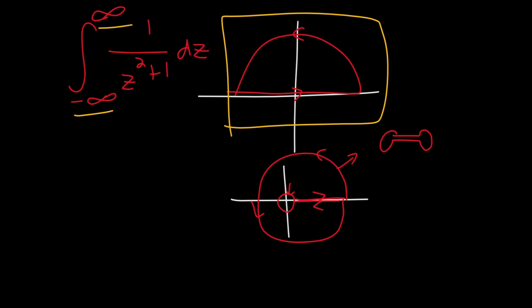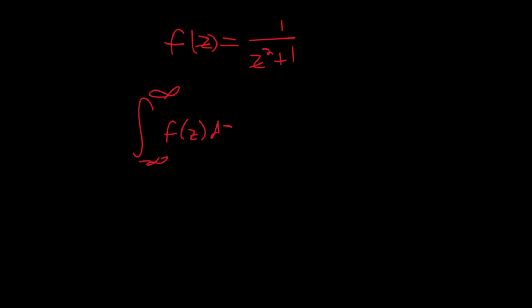I should probably put the whole integral on the screen. Actually, I'm going to scroll down and just rewrite it. So we're going to say our f of z is just going to be our integrand, 1 over z squared plus 1. There are some cases where to evaluate integrals you don't want your f of z to be just your integrand. You'd prefer it to be something slightly different, but I'll probably cover that in a different video. So we have the integral from negative infinity to infinity of f of z dz.